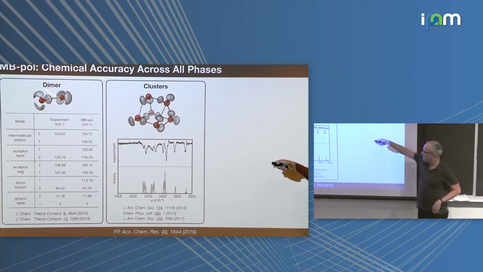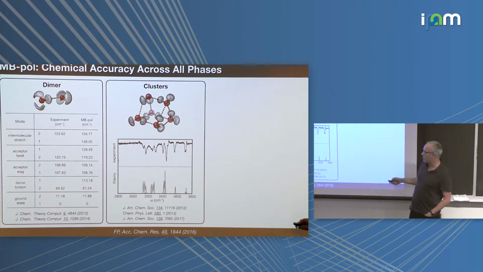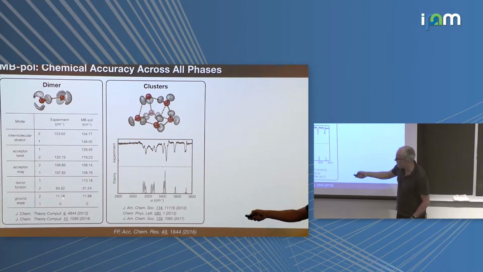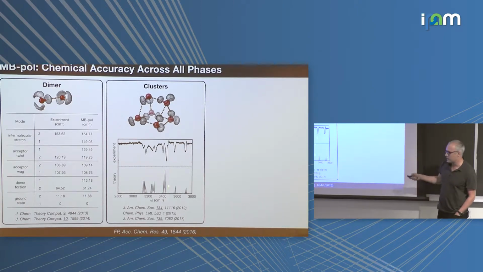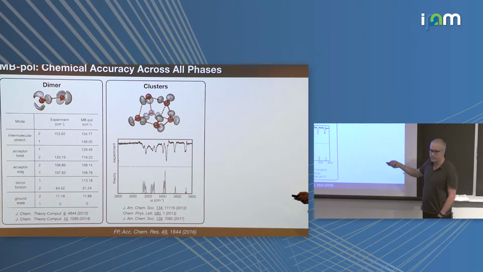We can go to a larger cluster, this hexamer, and we will go back to the hexamer later. These are the infrared spectra measured by Mark Johnson at Yale. These are experiments measured by Rich Saykally at Berkeley, and these are our calculations. And again, you can see there is almost a one-to-one match between the experiment and theory.